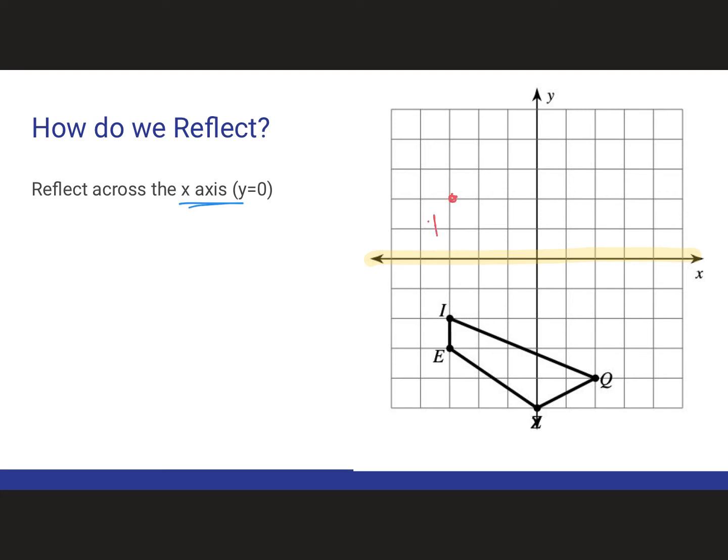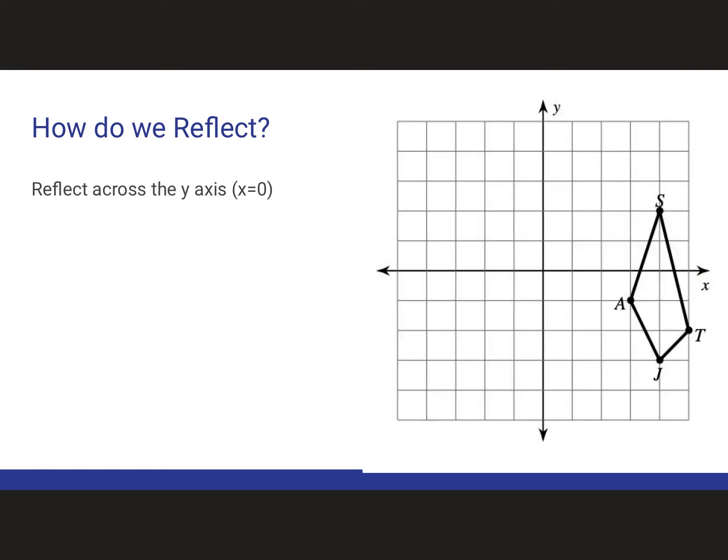So this is I prime, and then I have E prime. Then I have Z prime and Q prime. I connect these, and this gives me my figure. You see, it is simply a reflection.